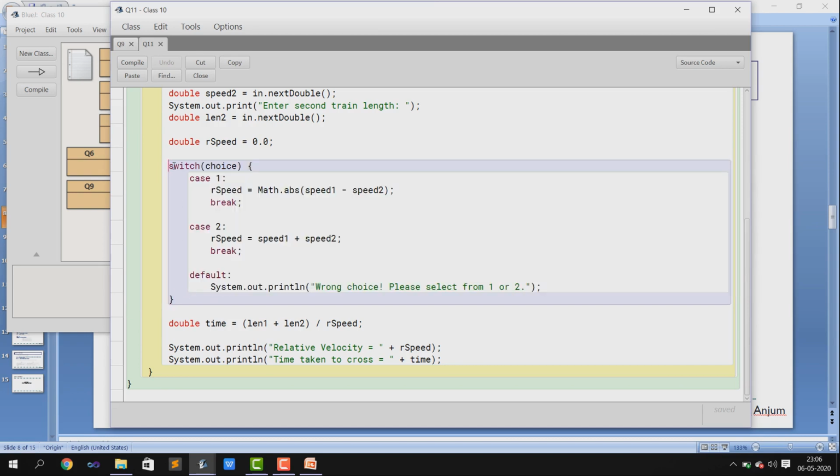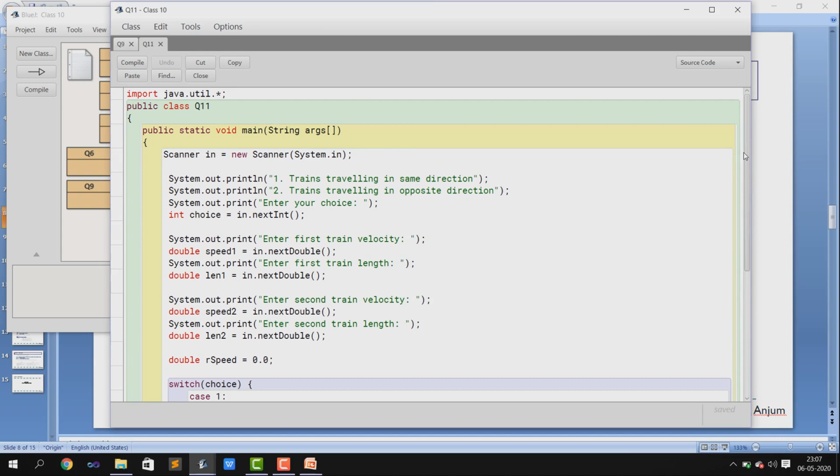Now after executing the switch case, you will be getting the value of your relative speed. So now we have to find out the time, double time. The formula is time equals distance upon speed, and the distance, when you are talking about these trains, will be the addition of the lengths of both the trains, divided by your relative speed. So (length1 + length2) divided by relative speed. Now at the very last we are going to print on the screen your relative velocity, that is rspeed, as well as the time taken to cross, that is time. I hope this question is clear to you. Please note this question, sorry, answer.